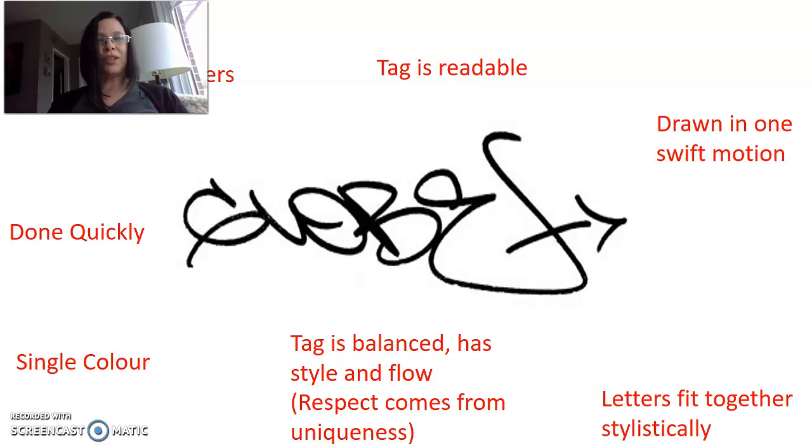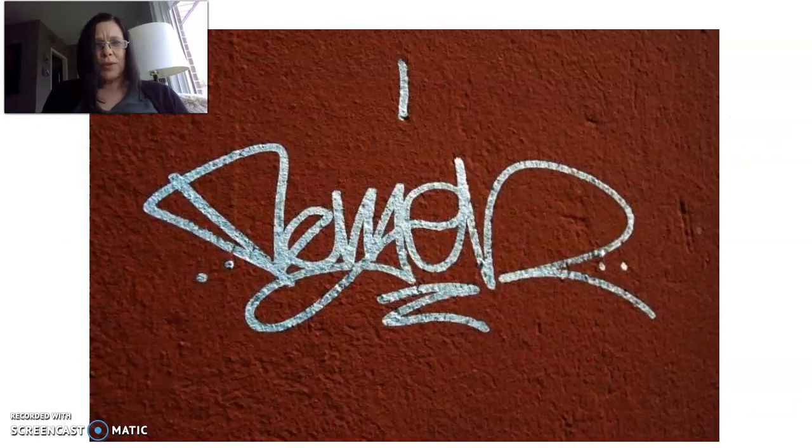It's your signature. You don't want other people to copy it, just like when you sign a check, you don't want somebody to copy your signature. Same thing with this. You want it to be really unique. The letters have to fit together stylistically, so you don't want one letter to be all smooth and another letter to be jagged. It has to all go together, okay? And it has to be drawn in a really nice, smooth, swift motion because you want to be writing this quickly. So let's look at examples of different tags.